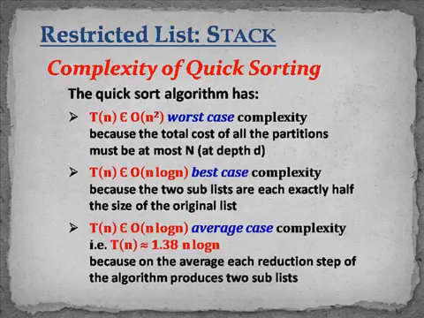Last but not least, the average case time complexity also belongs to the linear logarithmic efficiency class, which is n log n. To describe it exactly, it has 1.38 n log n time complexity. This is because on the average, each reduction step of the algorithm produces two sublists.